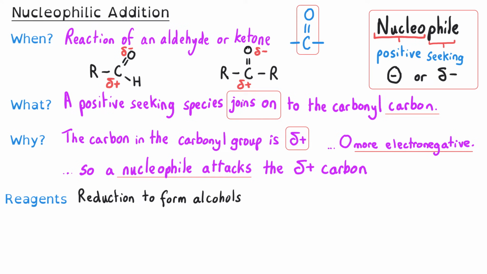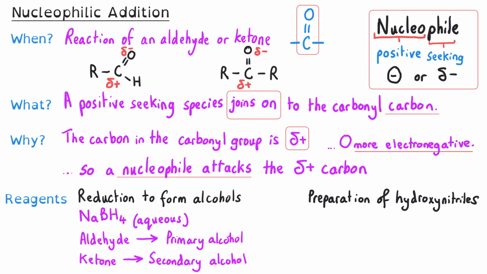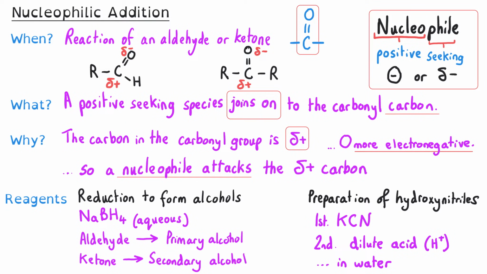There are two examples of nucleophilic addition that you need to know, and they are the reduction of aldehydes and ketones to form alcohols, and to do that we use NaBH4 in aqueous solution, and that allows us to convert an aldehyde into a primary alcohol and a ketone into a secondary alcohol. And there's also the preparation of hydroxynitriles using KCN as the source of our nucleophile, followed by the addition of dilute acid in a solvent, which is usually water.